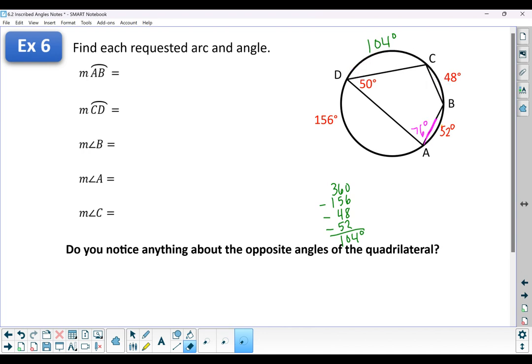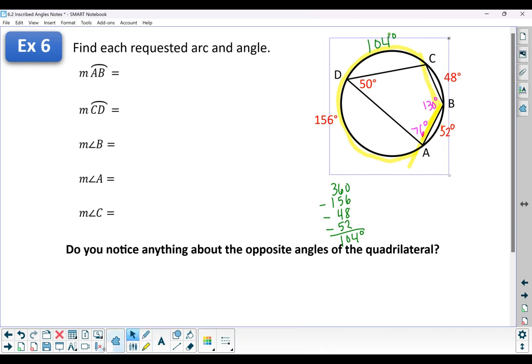Now let's find our next angle. That's going to be angle B. So angle B, if you can see and imagine the arc that it intercepts, it's from A all the way over to C. So it's this huge major arc. We need to add together the 156 and the 104. That gives us a total of 260. And since we're finding an inscribed angle, we need to divide by 2 to get 130.